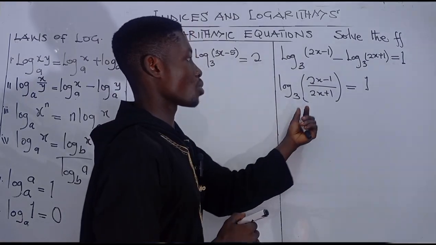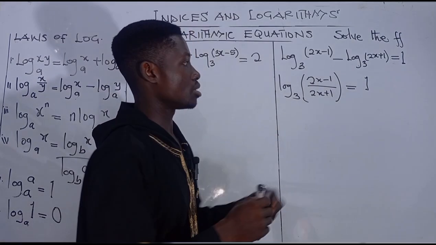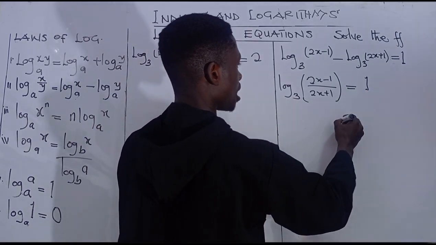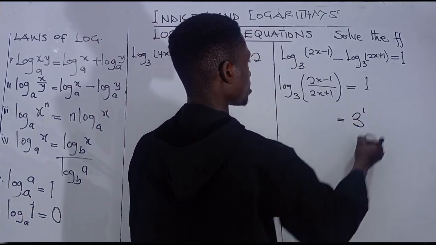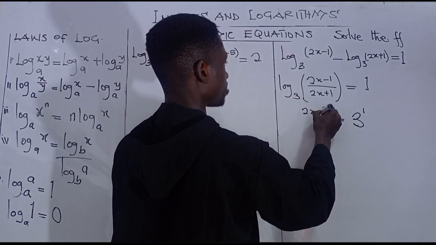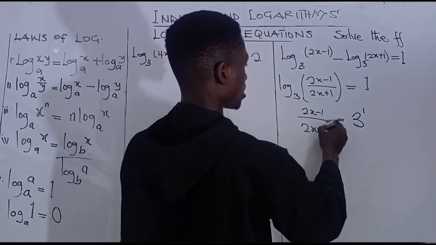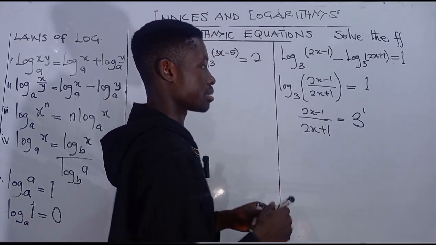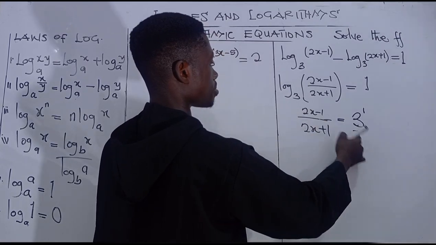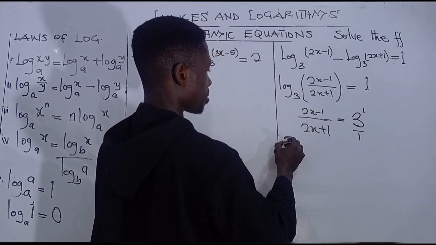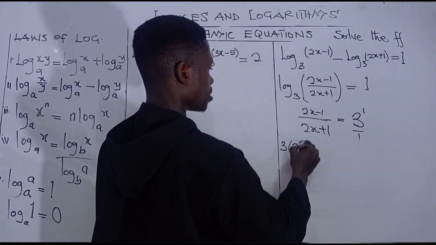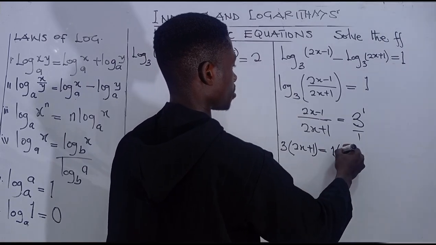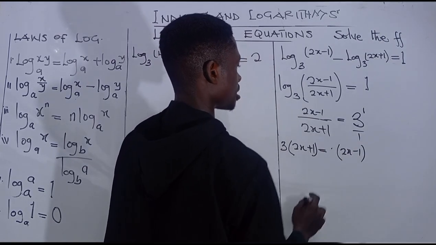Now once you have this, we can convert this to an exponential form. So the base of the logarithm will become the base of the index, that is the 1. So you have 3 raised to the power 1, and then you'll be left with 2x minus 1 all over 2x plus 1. Now once you have this, you can do our cross multiplication. So this is over 1, this will multiply this, this will multiply this. So you have 3 multiplying 2x plus 1, and then we have 1 multiplying 2x minus 1, which is the same as that.